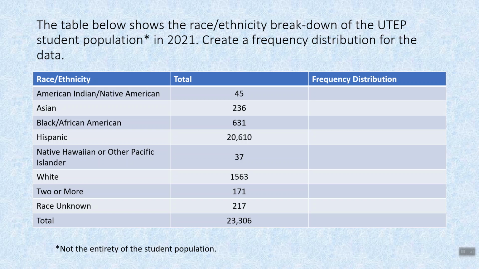The table below shows the race and ethnicity breakdown for the UTEP student population in 2021. Please note this is not the entirety of the student population. There are so many subcategories that I had to cap it somewhere. I went with these ones. We're going to create a frequency distribution for the data. Don't overthink this. How many American Indian or Native American students were there? 45. How many total students are we considering?